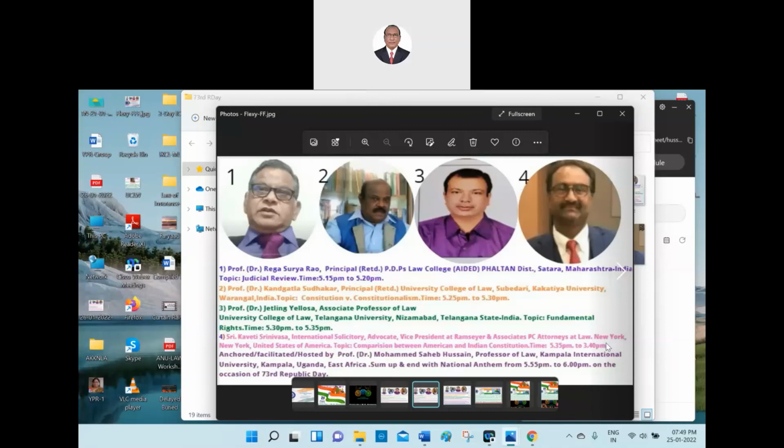Tomorrow I am only the facilitator there, and I will anchor it with my Cisco WebEx link. These are the speakers. Rega Surya Rao, everybody knows him because he wrote so many books. He is a very good and pious man, not after the money. The next gentleman is Kandikatla Sudhakar, a retired principal from the university. He is very good at speaking and writing, and still works hard, like me or more.